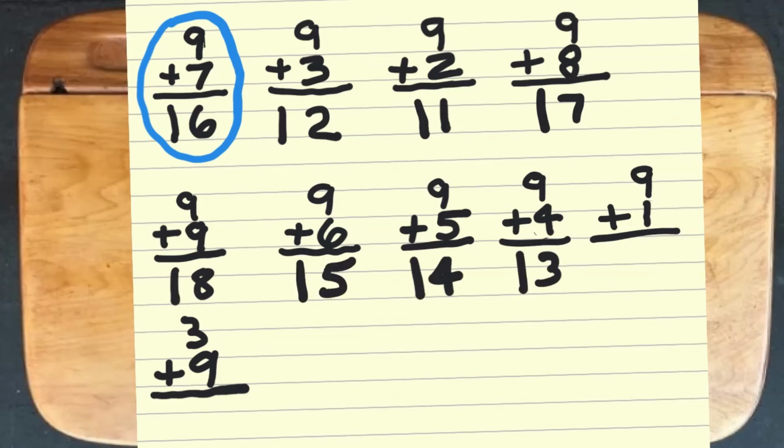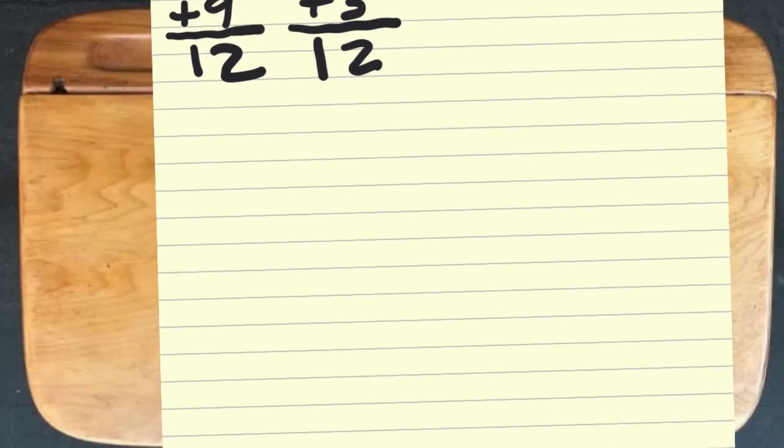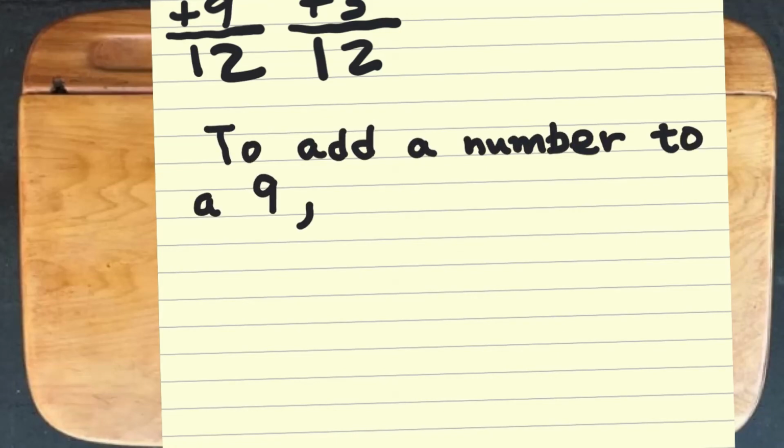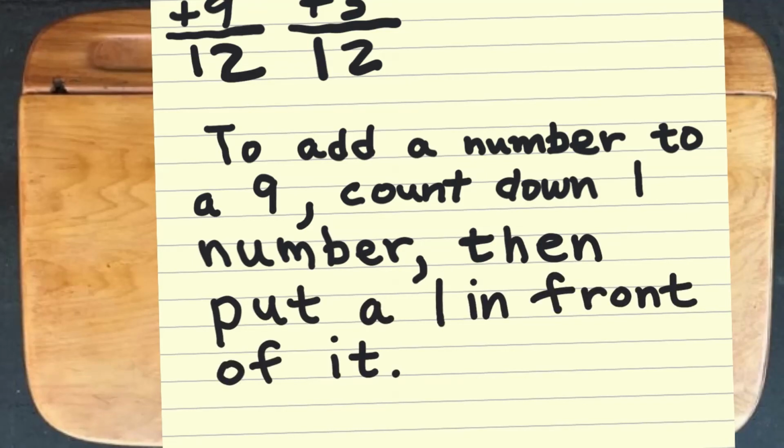Here we have 9 plus 1. Count down to the number before the 1, which is a 0. And you put a 1 in front of it. But you know that 9 plus 1 is 10 because you just count up one number. Well, here we have 3 plus 9. You know what I'm going to do with it. I'm going to make it into a 9 plus 3. What comes before the 3? A 2. So you put a 1 in front of it, and the answer is 12. And that's how you do it. So to summarize, to add a number to a 9, count down one number and put a 1 in front of it. Okay, that's about it for the easy ones.